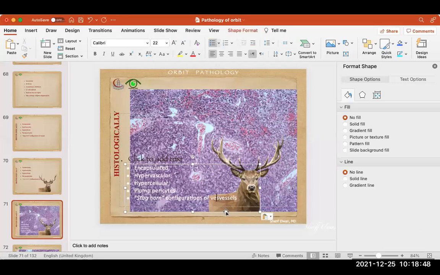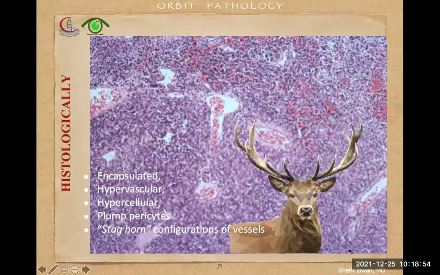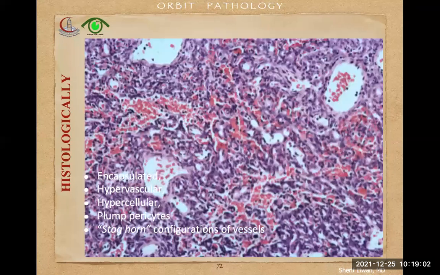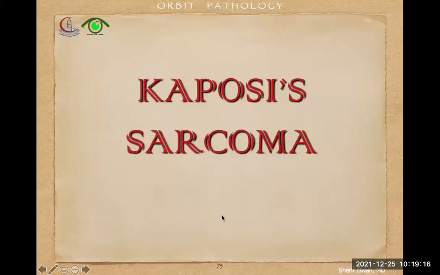Here is vessels. Some opportunity to take some rest. So it is encapsulated, hypervascular, hypercellular with plump pericytes and vessels resembling a stag horn. Again, vessels resembling a stag horn. Very vascular, very heavily infiltrated by cells.